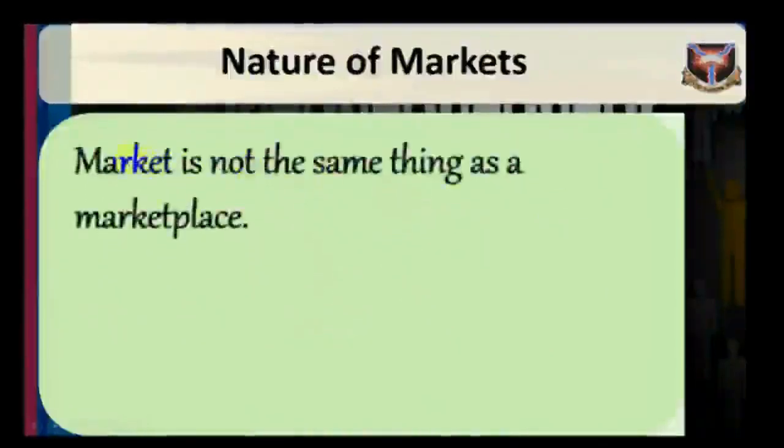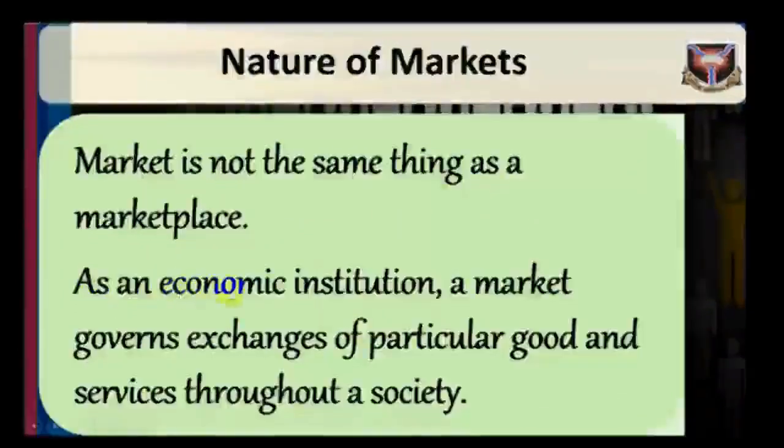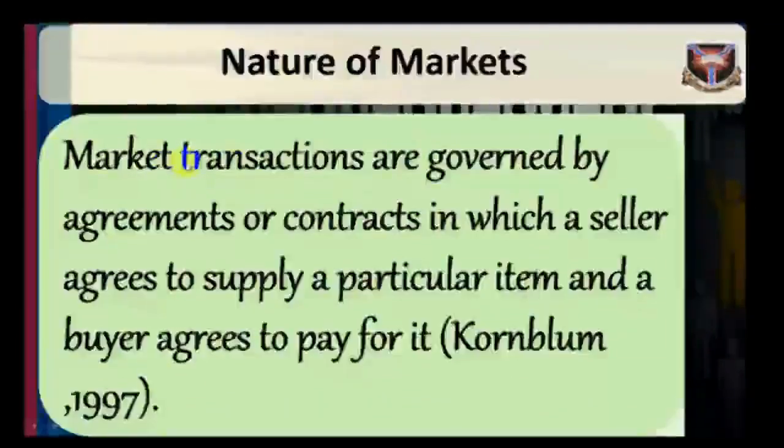2. A market is not the same thing as a marketplace. As an economic institution, a market governs exchange of particular goods and services throughout a society. This is what we mean when we speak of the housing market, for example. A marketplace, on the other hand, is an actual location where buyers and sellers make business or commercial exchanges.